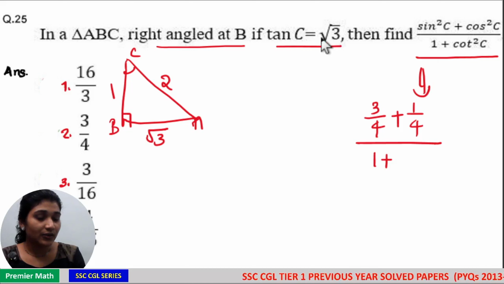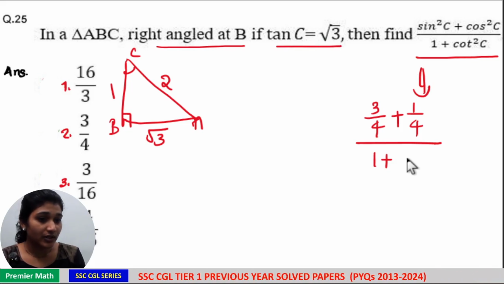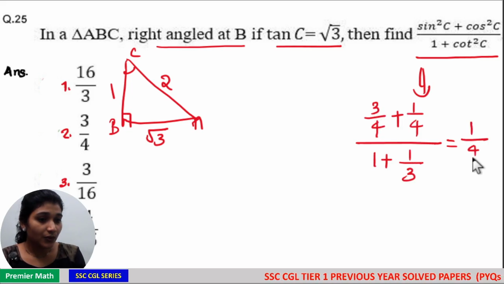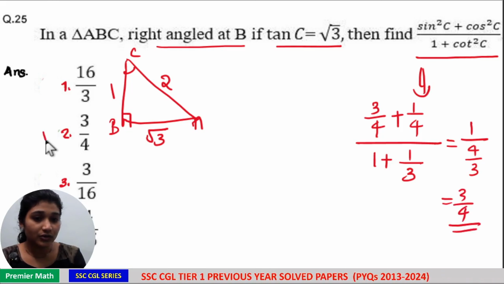Tan C is equal to root 3. Then cot C is equal to 1 by root 3. So 1 by root 3 the whole square is 1 by 3. Now this will become 3 by 4 plus 1 by 4 is 4 by 4, which is 1, divided by 1 plus 1 by 3, which is equal to 4 by 3. Your answer is equal to 3 by 4. Option 2 is your answer.